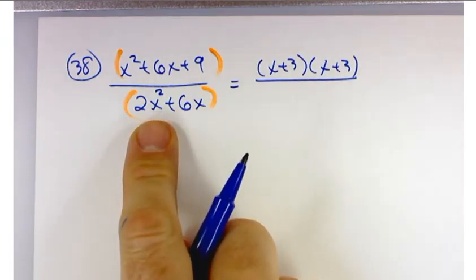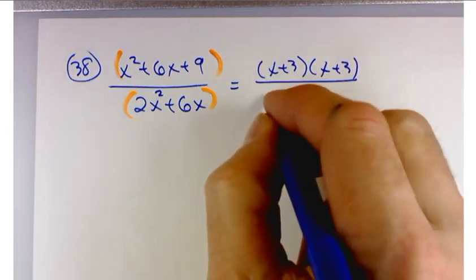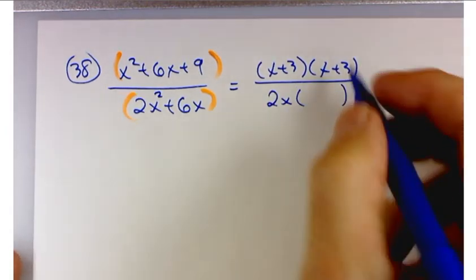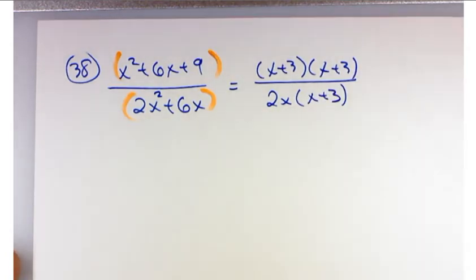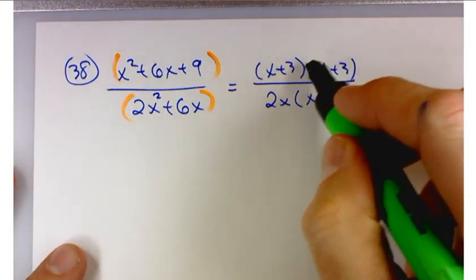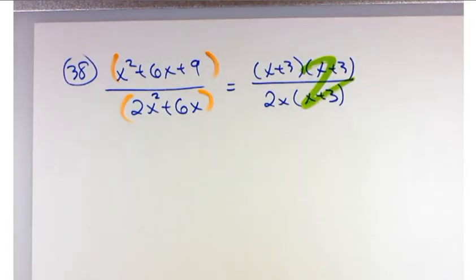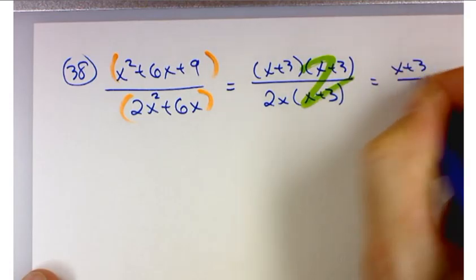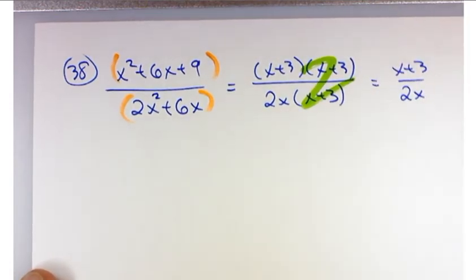How about in the denominator? What can we do in the denominator? All right, let's factor out a 2x. What's that leave behind? X plus 3. And here's where the fun part begins, right? You can take out your favorite Zorro pen and go, ole. Cancel those out, because those are common to both the numerator and denominator. They were reduced to 1. So we're left with x plus 3 over 2x.